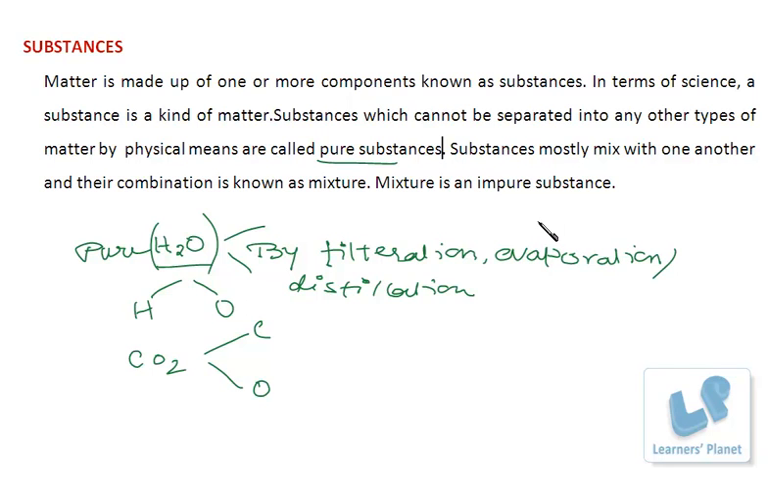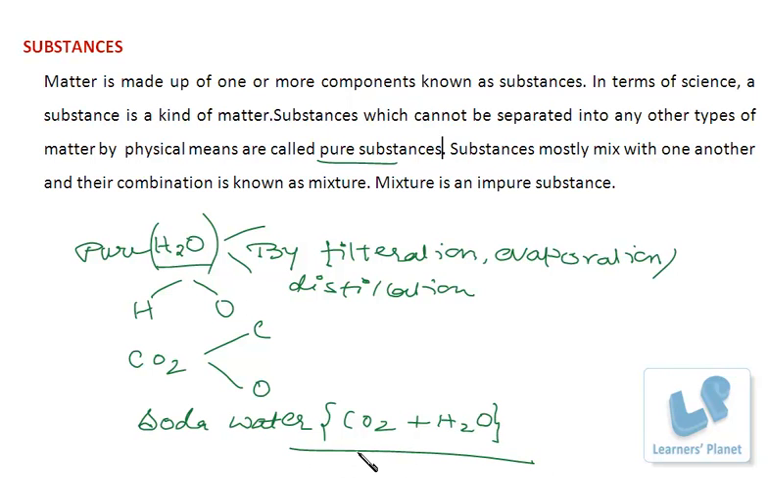Now these substances mostly mix with one another and their combination is known as mixture. Mixture is an impure substance. See these substances, like you can take carbon dioxide and water. You must have seen soda water or you must have drunk also. Now it is composed of carbon dioxide and water. Now this is a mixture. As soon as you open the can of soda water, the carbon dioxide gas fizzles out and what is left behind is water. So soda water is what? It is an impure substance. It is composed of two pure substances, carbon dioxide and water.